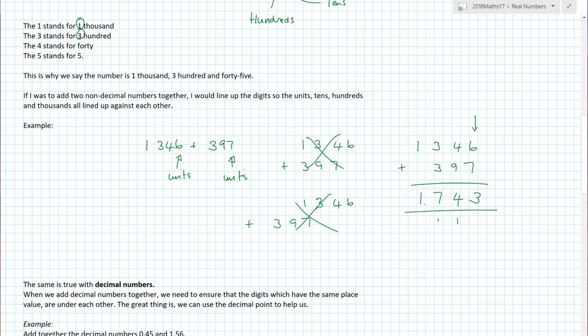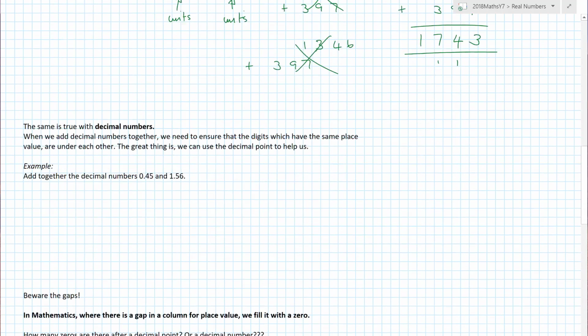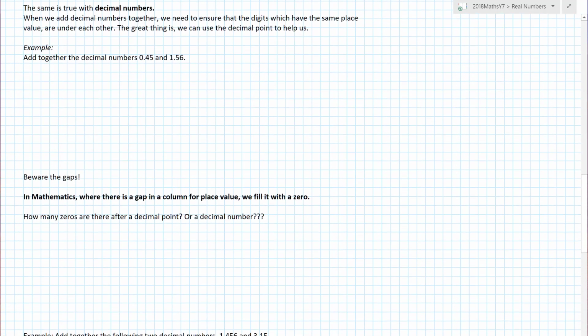So all I'm doing when I'm adding these together is just lining stuff up. If you can do it with whole numbers, then you can absolutely do it with decimal numbers.